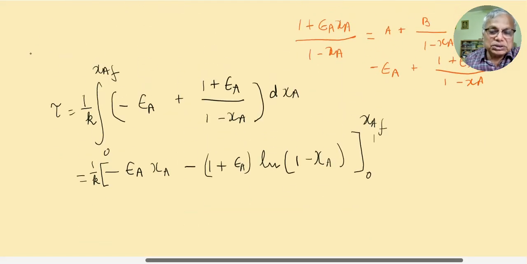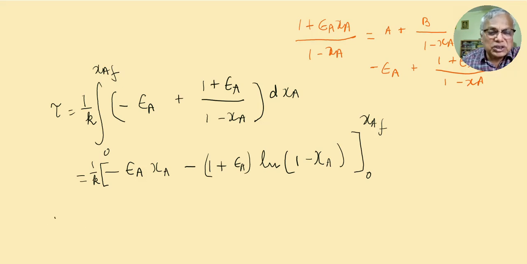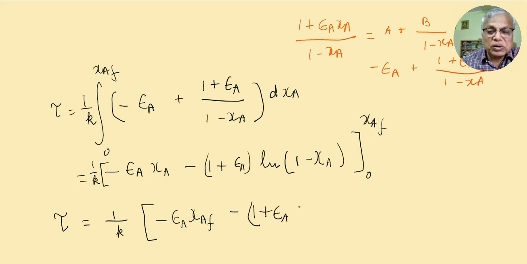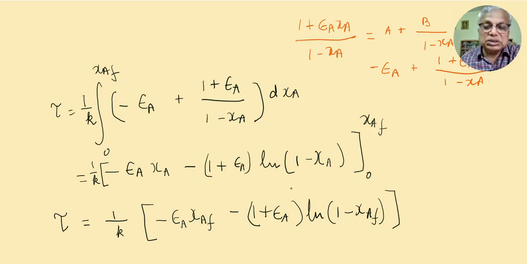Now if we substitute the limits, you get tau equal to 1 by K, upper limit minus epsilon A XAF minus 1 plus epsilon A into ln 1 minus XAF. When you substitute 0 at the lower limits, both the terms will be 0. So this is your final integral equation.